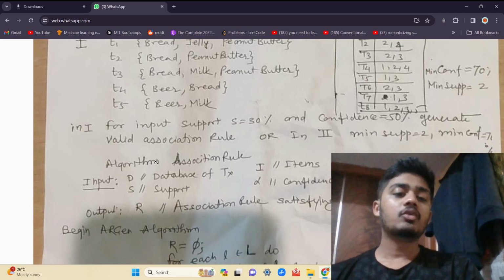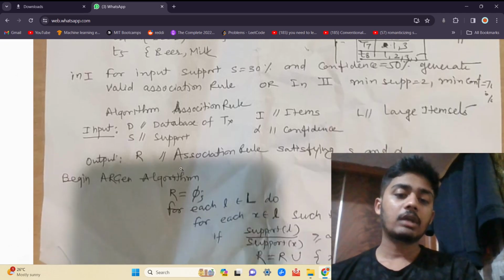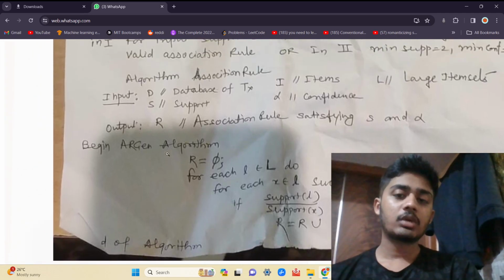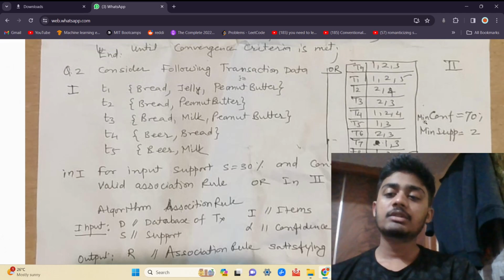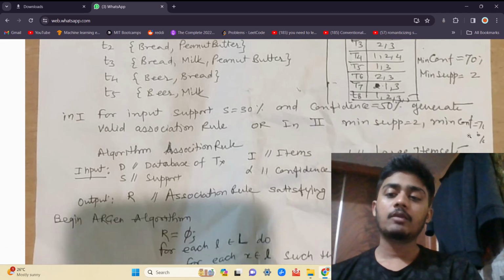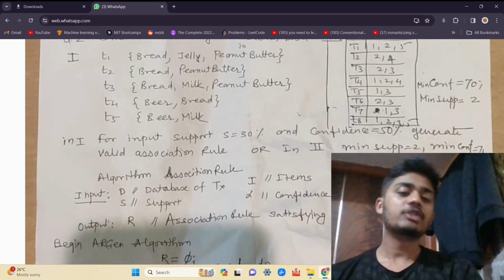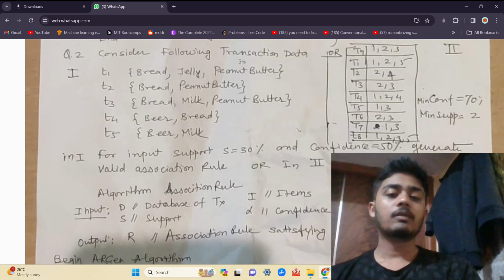So here is the question, transaction, and the algorithm associated with it. Here we have to find the support and confidence as well, and the minimum confidence is given as 70%, and minimum support is given as true. Now with the help of this minimum confidence and support, we will find out the new association rules for this given question. So let's solve the question.